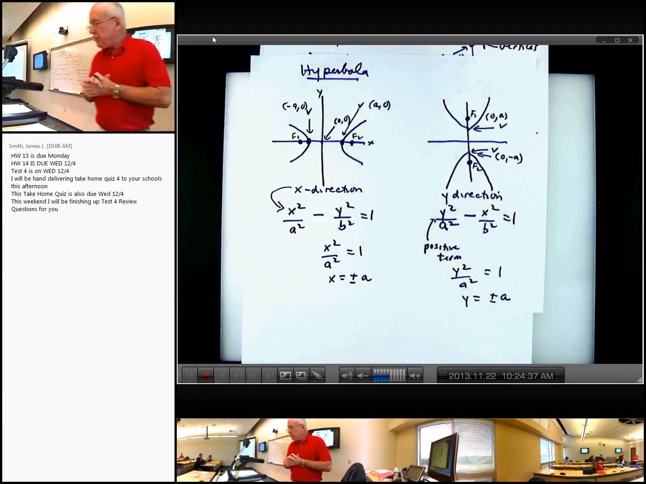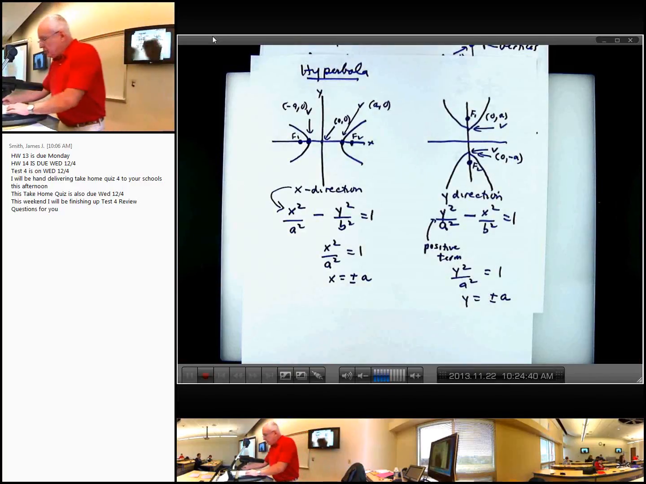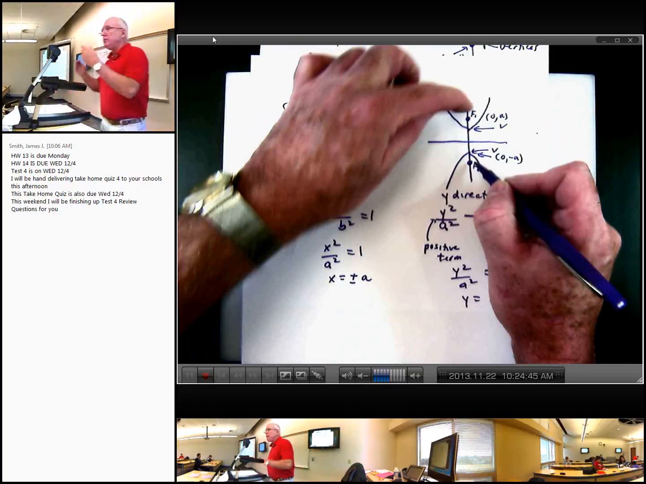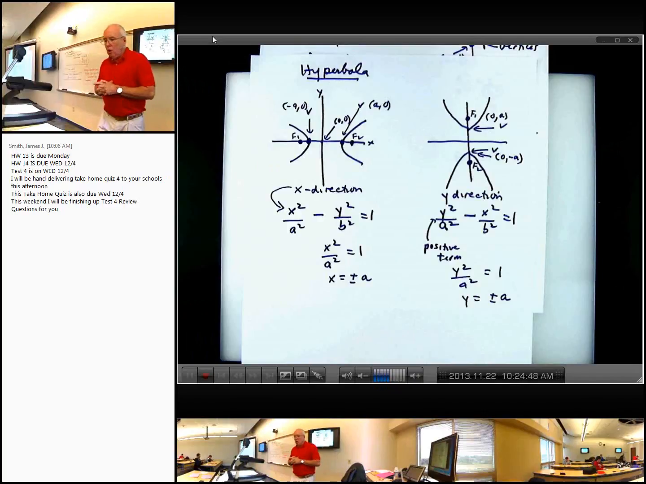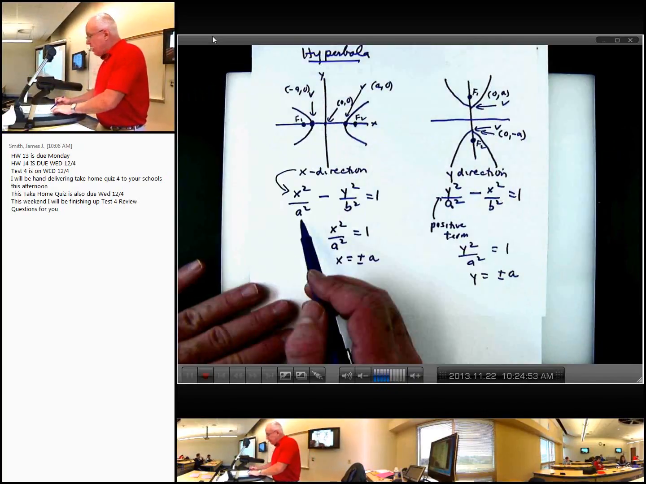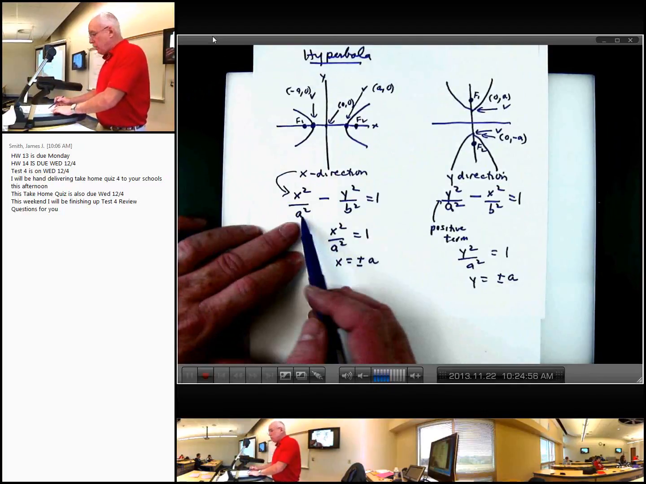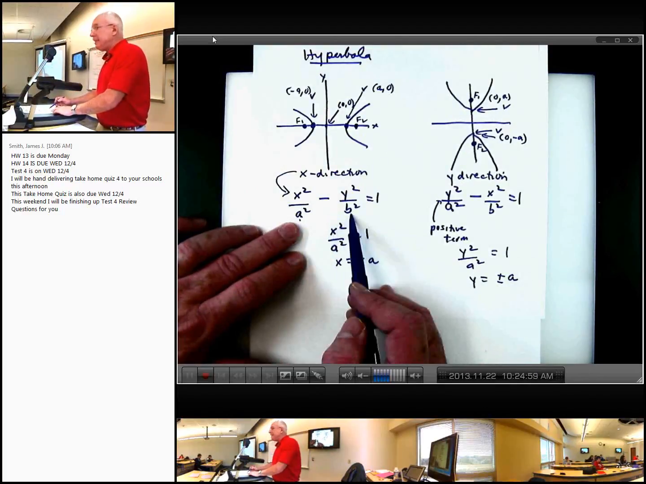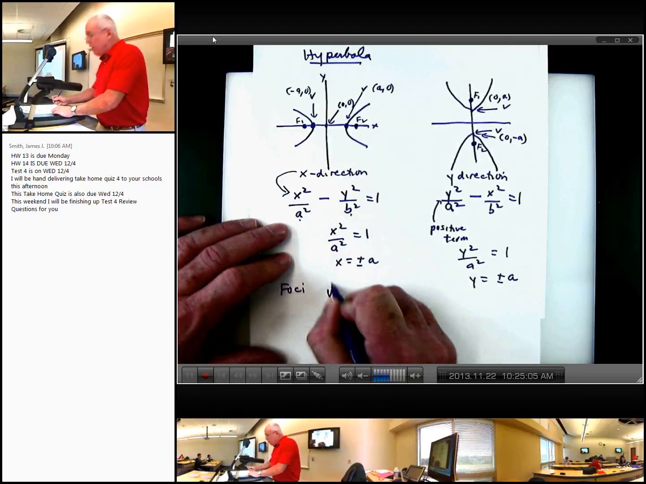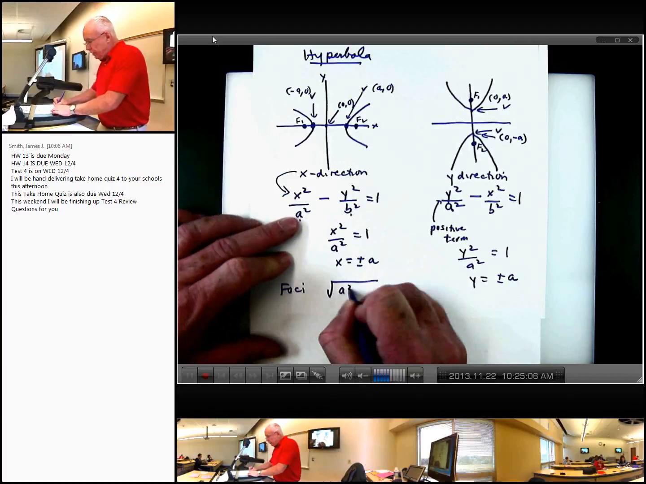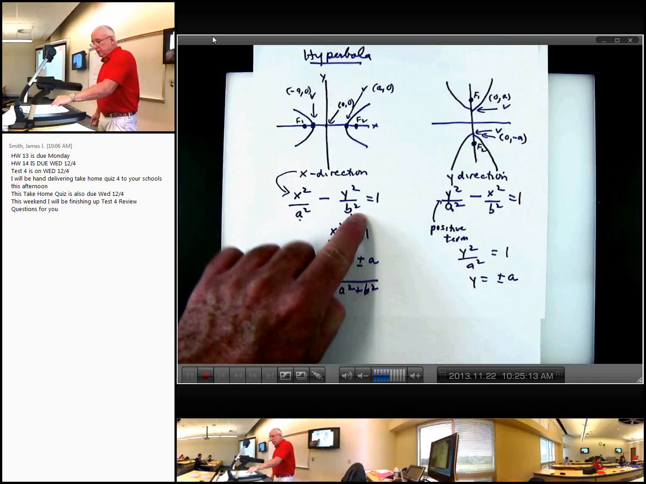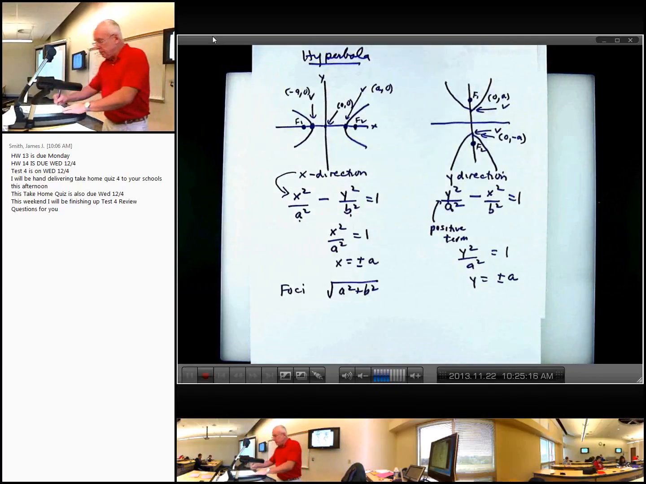Then we have this other thing with the hyperbola. Just like with the ellipse, we have these two foci, right here and right here, that are inside those two shapes. The foci this time, it's not necessarily the case that a squared is bigger than b squared, or either one. For the foci, I now take the square root of adding those two numbers together. Whatever number is under there, that's a square, I take the square root, and it'll be plus or minus.